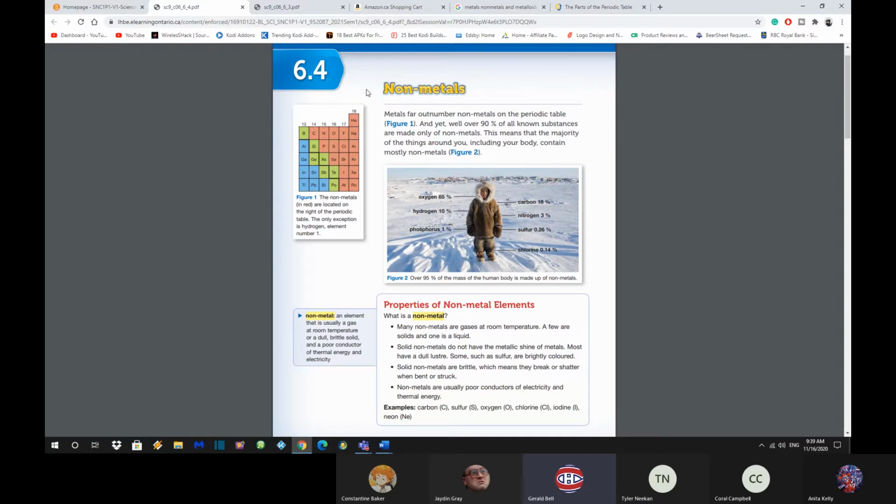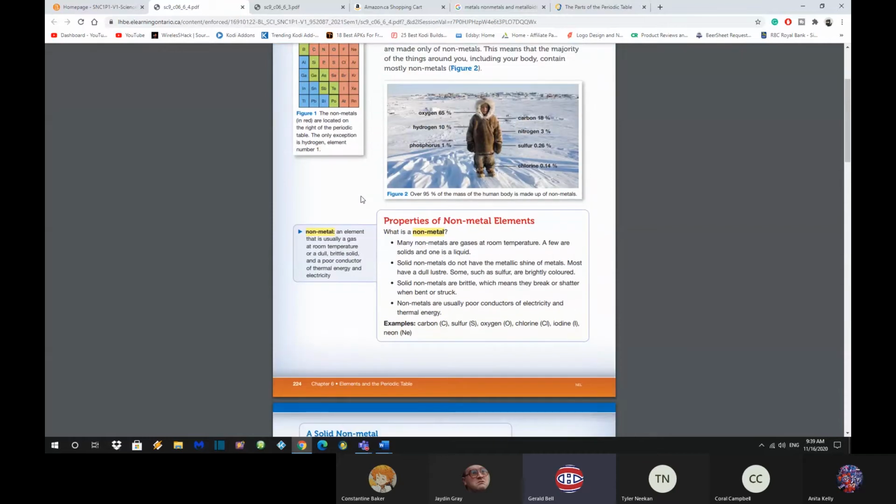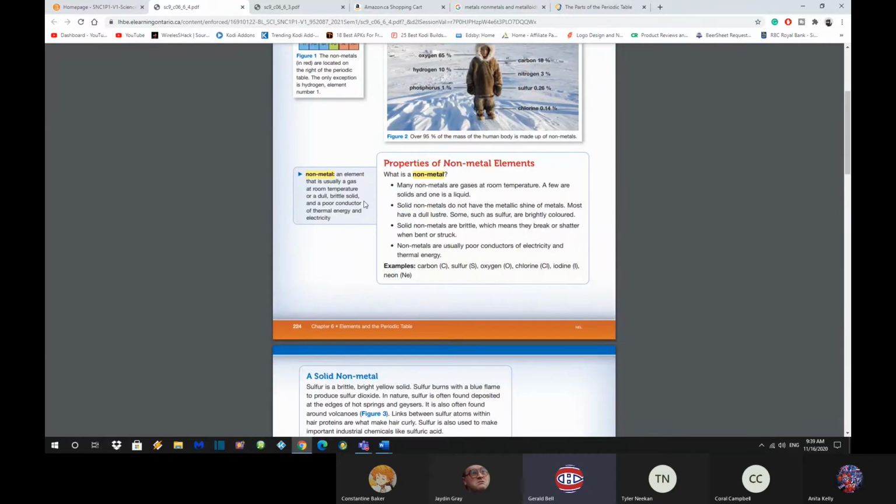I'm just looking at figure 2 here for a second. It says 95% of the mass of the human body is made up of non-metals. You can see we've got 65% oxygen, 10% hydrogen, and then some trace other elements there, mostly the non-metals. And again, if you look at figure 1, we don't even look at all the non-metals. This last group here, they're fairly unreactive. It's mainly just these 10 that are really found and used every day.